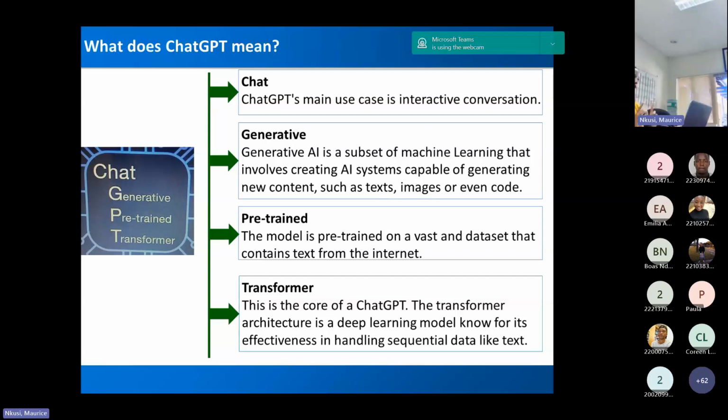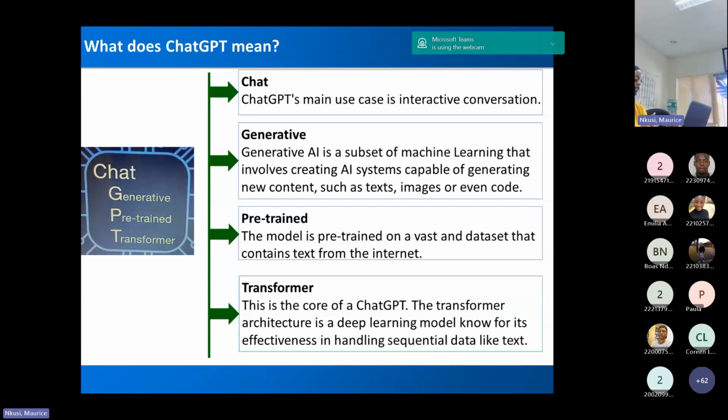The P in GPT means pre-trained. The model is pre-trained on a vast dataset that contains text from the internet. This dataset includes a wide range of sources such as books, articles, websites, social media, scripts, anything on the internet. The model learns patterns, language structure, and also knowledge from this data.